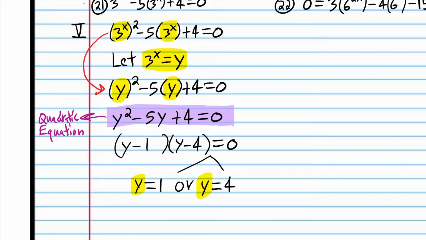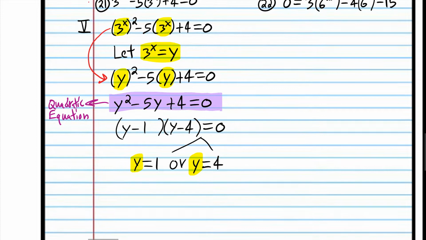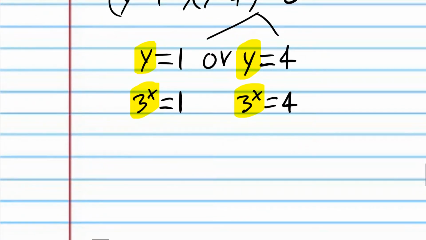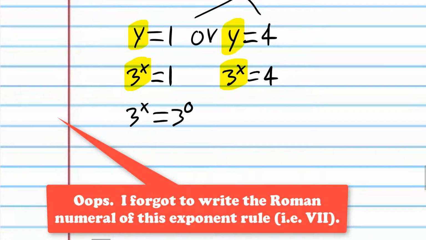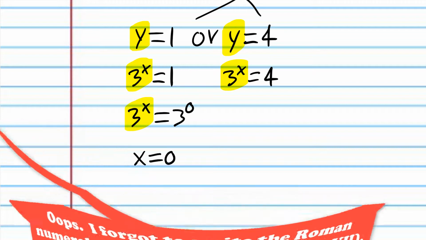So you see up here it says y is equal to 3 to the x. Well, we're going to have to plug that in down there. So instead of y, we're going to plug in 3 to the x. So y turned into 3 to the x. Now, because we're looking for x, we're not looking for y, we can change 1 to 3 to the 0 power, and then we can obviously see that x is equal to 0.